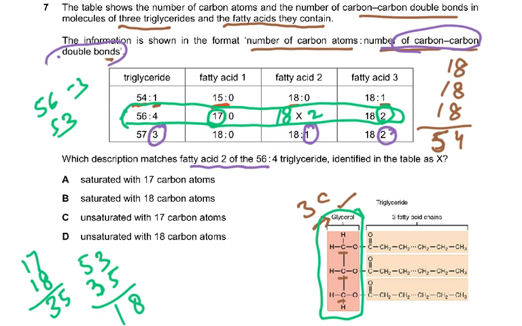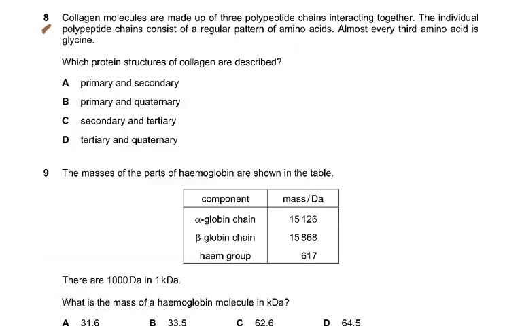It has to be D. Unsaturated. Why? Because it's got 4 double bonds, so it's unsaturated. And this is an 18. 18, please remember 18, 17, and another 18 here. I hope I've explained this and I hope everybody's understood it. So the answer is D, unsaturated with 18 carbon atoms.